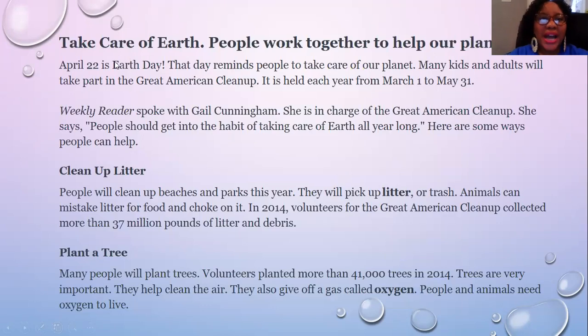So, you guys already know that the heading of this text is right here. It's the bigger, dark print, and it's at the top of the text, kind of like a title. So the heading is Take Care of Earth. People work together to help our planet. This section right here is going to tell us a little bit about how people work together. Then we're going to read three subheadings. One is called Clean Up Litter. The second is called Plant a Tree. And the last one, which is not on this page, is called Recycling.